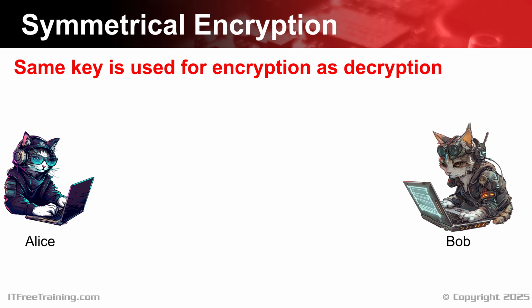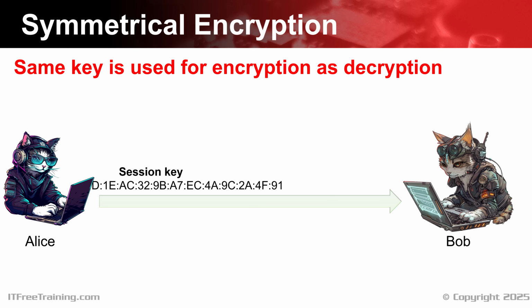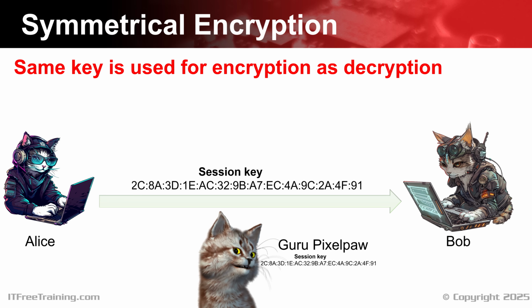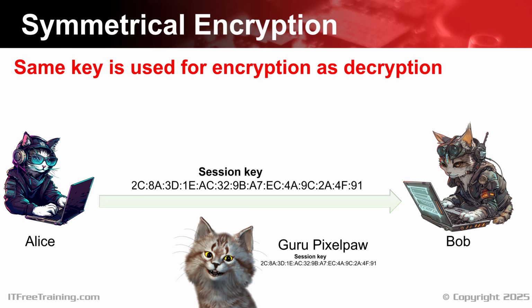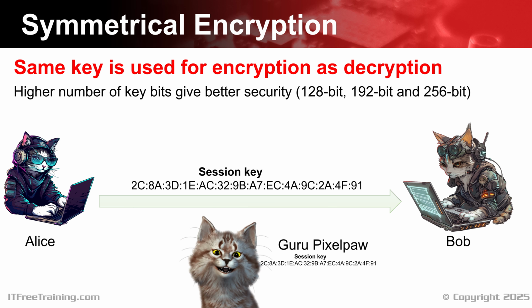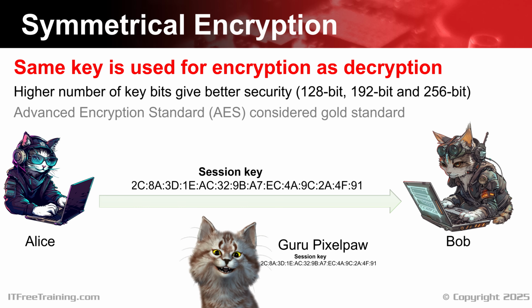Symmetrical encryption uses the same key for encryption as for decryption. The problem with symmetrical encryption is both sides need the same key, so you need to transfer the key between users, which means an attacker in the middle could copy it. I now have your secret key, so I can decrypt all your data. The key can be of different sizes. Higher key sizes give better security, but have slightly higher hardware requirements. Advanced Encryption Standard, or AES, is currently considered the gold standard for symmetrical encryption. You will find nowadays a lot of devices use it.